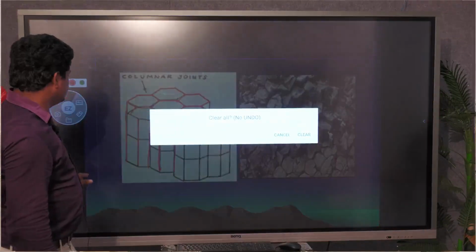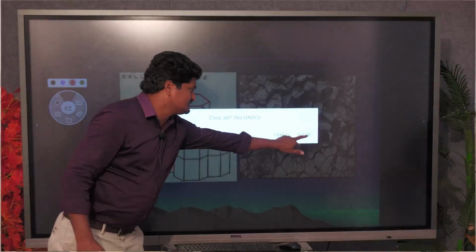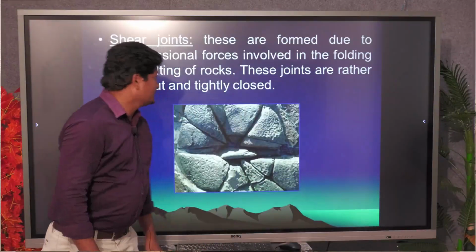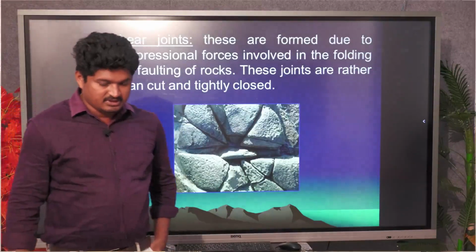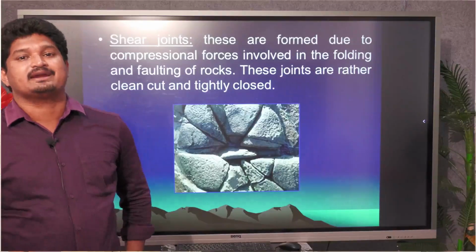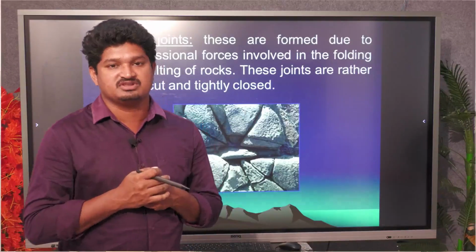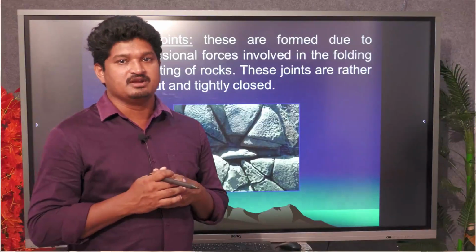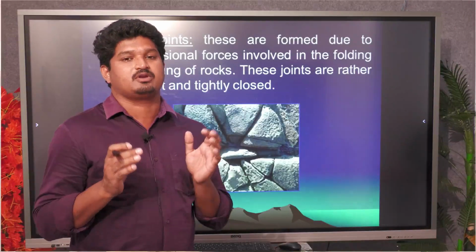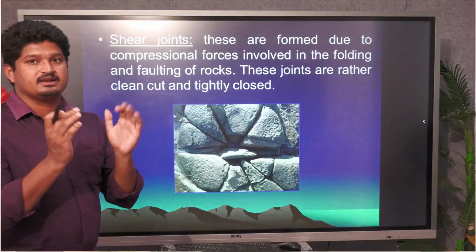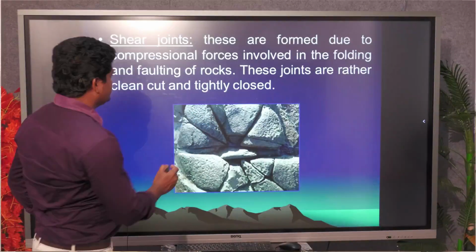So this is about tensional joints and shear joints. Shear joints mean joints formed by shear forces acting on a particular rock body. Shear forces are nothing but compressional forces. While compressional forces act on the rock body, the rock will be segregated into different types of formations.